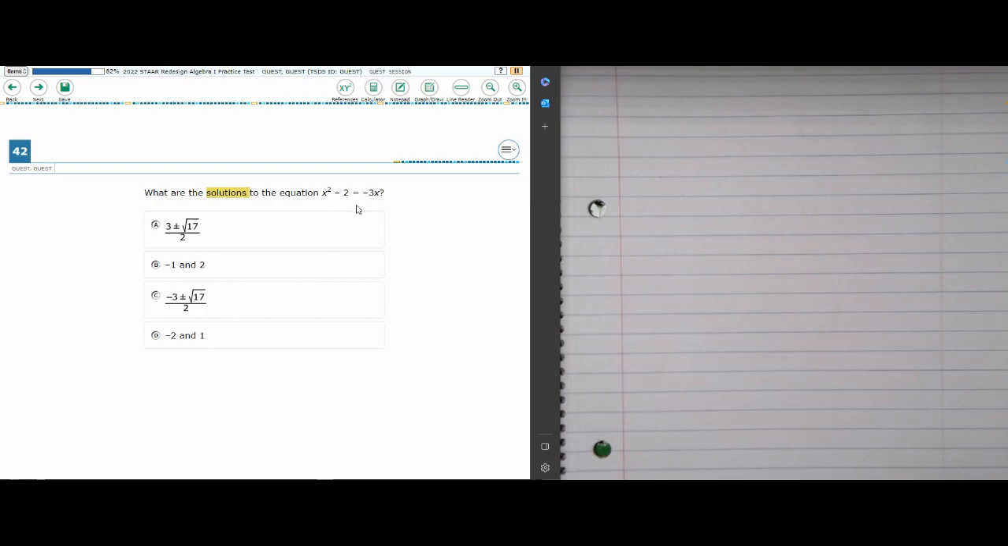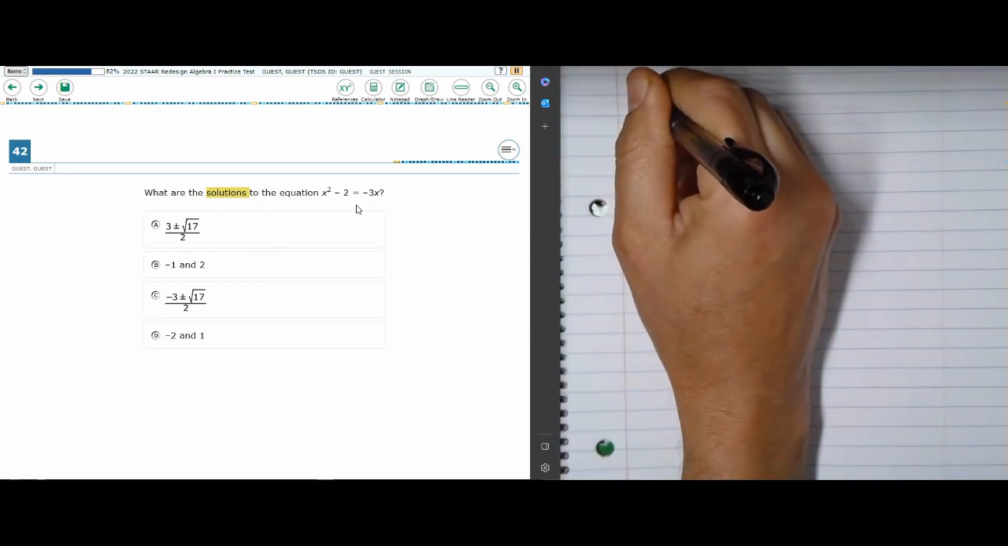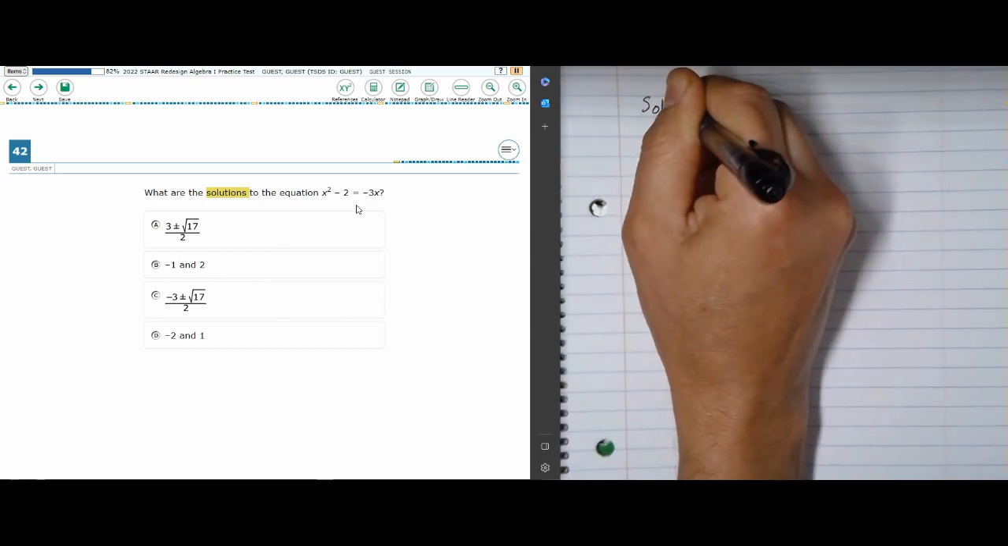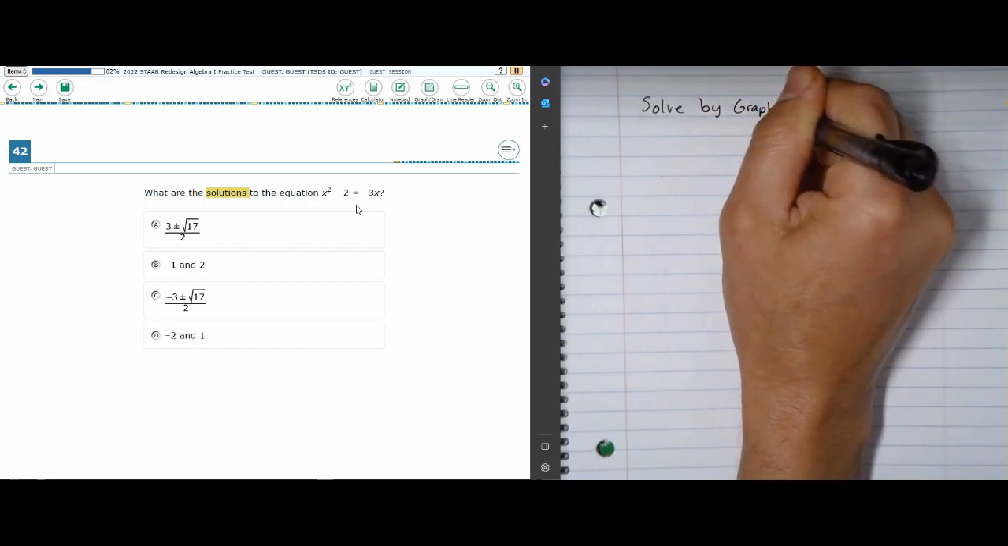We could solve this by completing the square, which I think is the most difficult way. We could use the quadratic formula, which is pretty straightforward and easy. You just have to substitute numbers. Or we could solve this by graphing. Now with the graphing, we do have to do a little extra work, but it's not too much. So I'm going to start with graphing. So I'm going to write it down, solve by graphing.